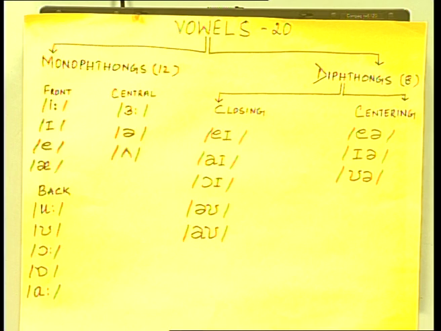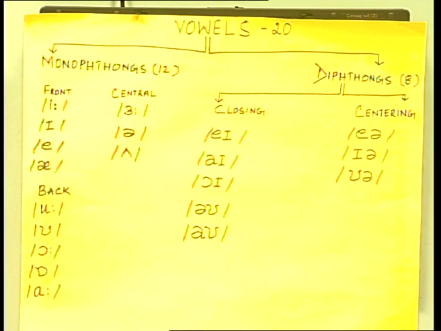Well, let's look now at the monophthongs or the pure vowels. They are 12 in number. Once again, these monophthongs or pure vowels are further classified into front, back and central vowels. The front vowels are those vowels that are produced with the help of the front part of the tongue. The back vowels, the back part of the tongue rises up, and the central vowels, it is the central part of the tongue that plays an important role.